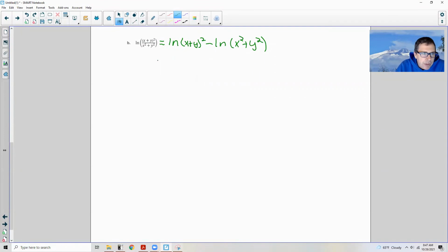Okay. And then once we do that, we want to simplify this by the power rule. The 2 will come out in front. So this is going to equal 2 times the natural log of x plus y minus the natural log of x squared plus y squared. The point of this simplification is that neither of these terms can be simplified any further. 2 natural log x plus y minus natural log of x squared plus y squared is in simplest form, and that's it.